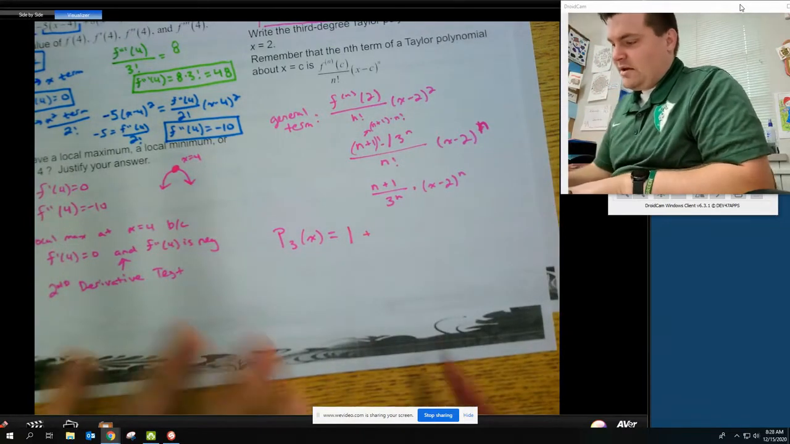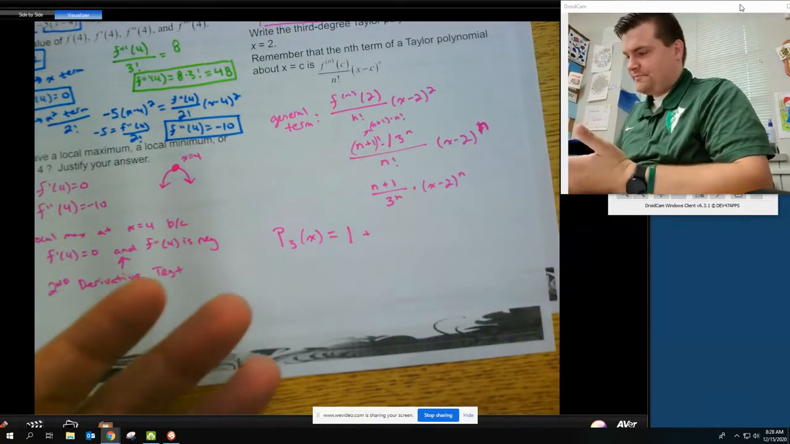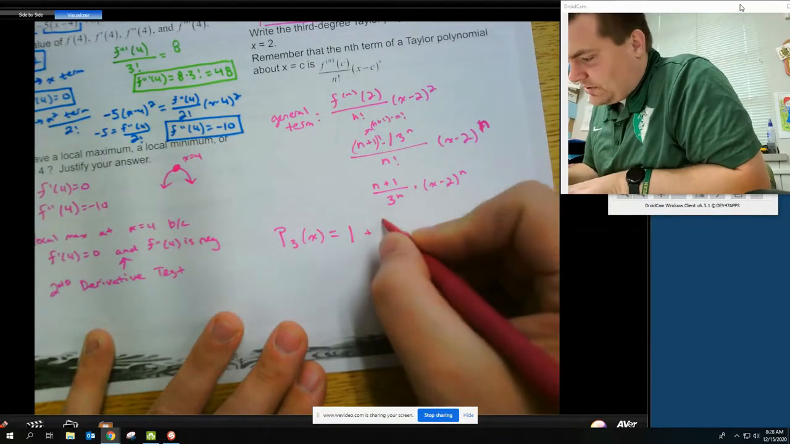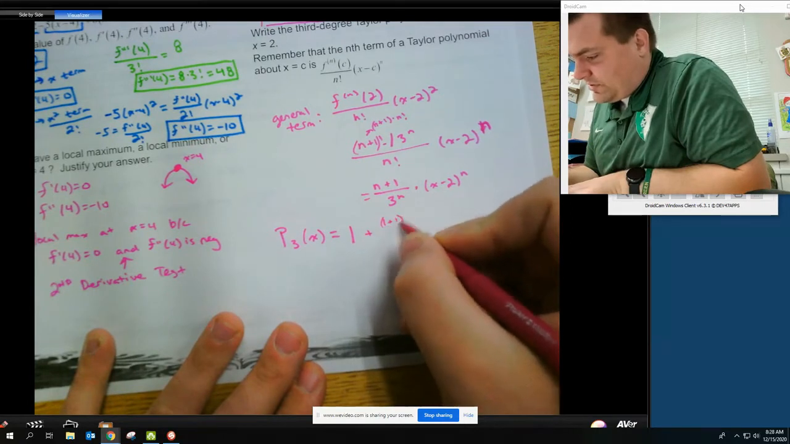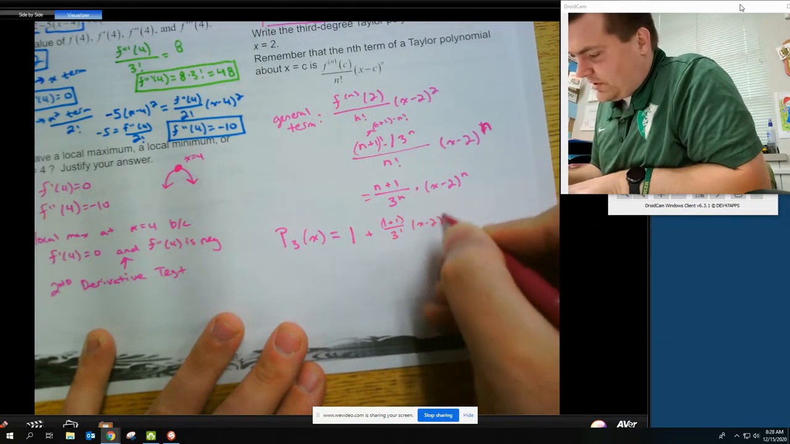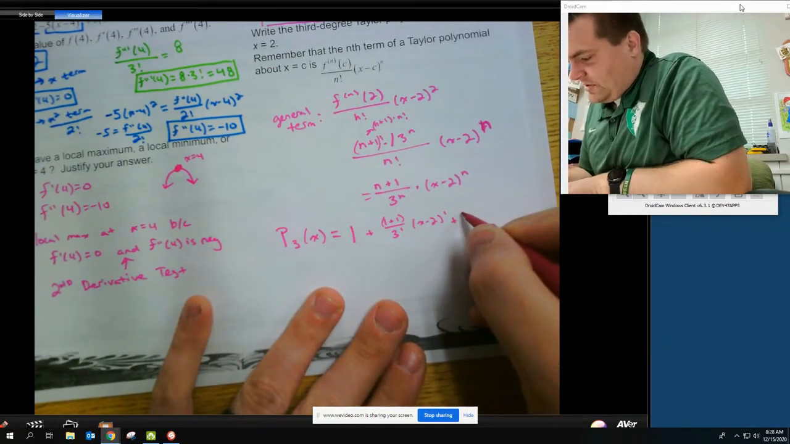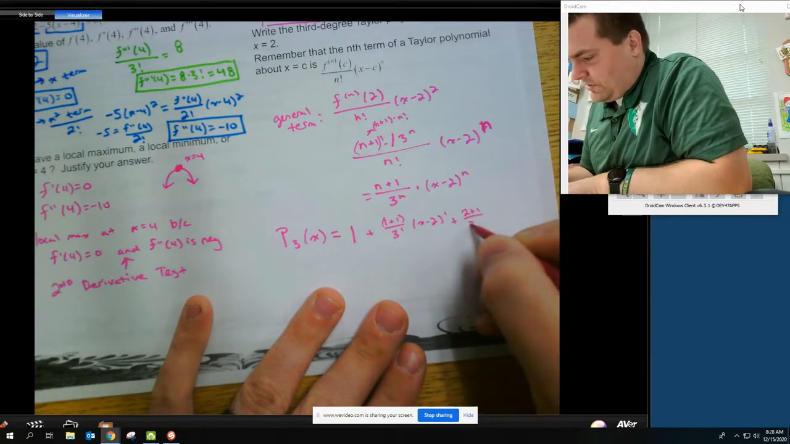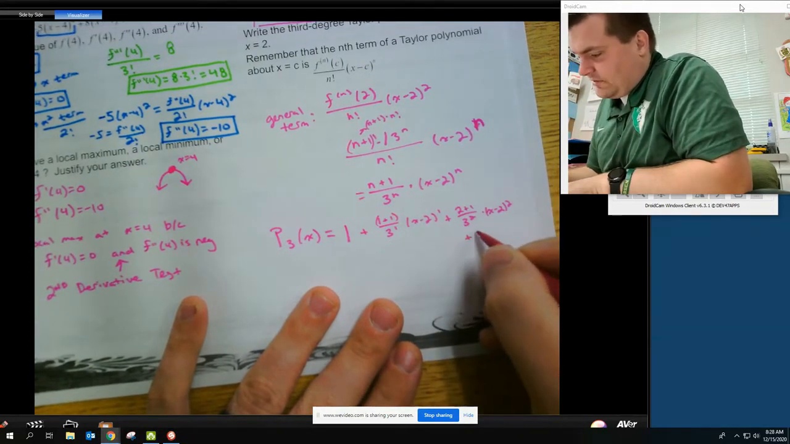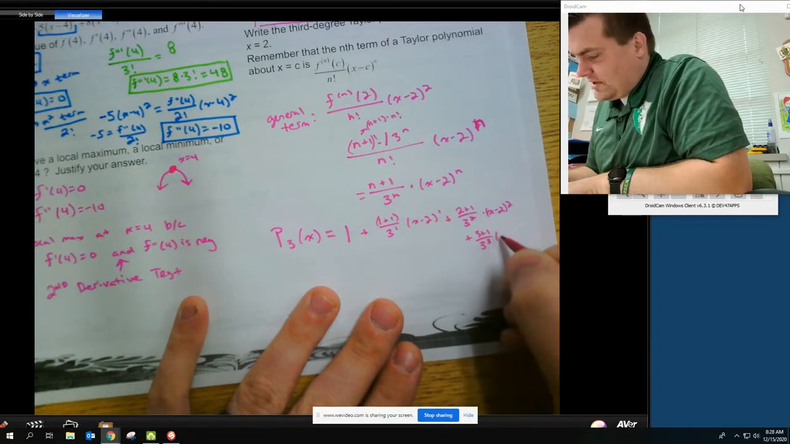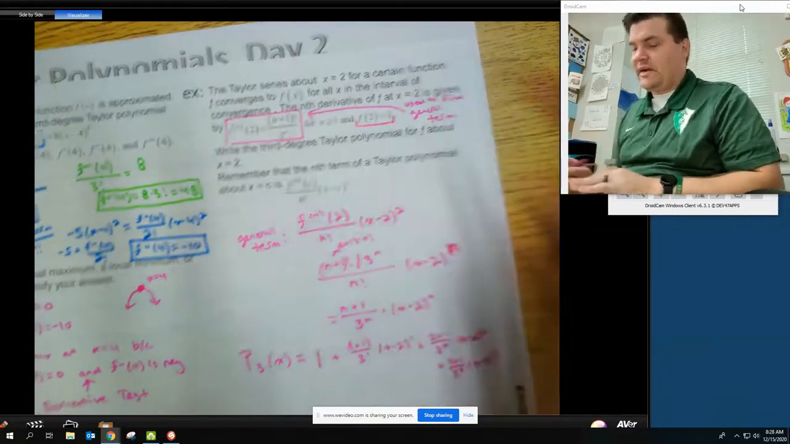So I get 1 plus the first derivative term. Plug in a 1 right here, and that gives us our first derivative value. So it's 1 plus 1 over 3 to the 1 times x minus 2 to the 1, plus 2 plus 1 over 3 squared times x minus 2 squared, plus 3 plus 1 over 3 to the third times x minus 2 to the third. There we go. It's really helpful that they gave us that first term, otherwise we would have been stuck.